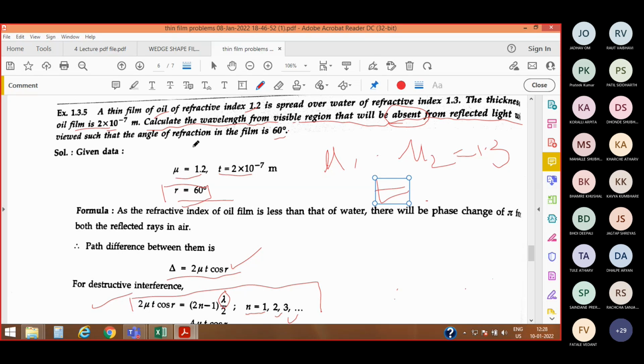What is asked is to calculate the wavelength from the visible region, you have to find lambda for n equal to 1, 2, 3. Since it is destructive interference, why destructive? Because it will be absent from the reflected light. Absent is stated, therefore destructive interference. The equation for destructive interference is 2 mu t cos r equals (2n minus 1) lambda by 2. You have to find lambda for n equal to 1, 2, 3, three values.